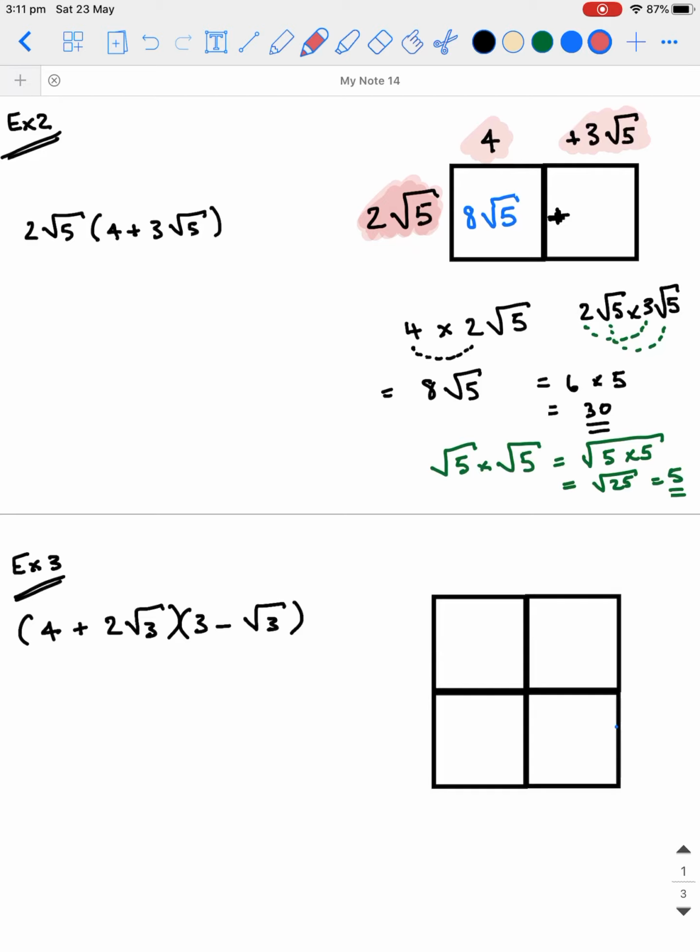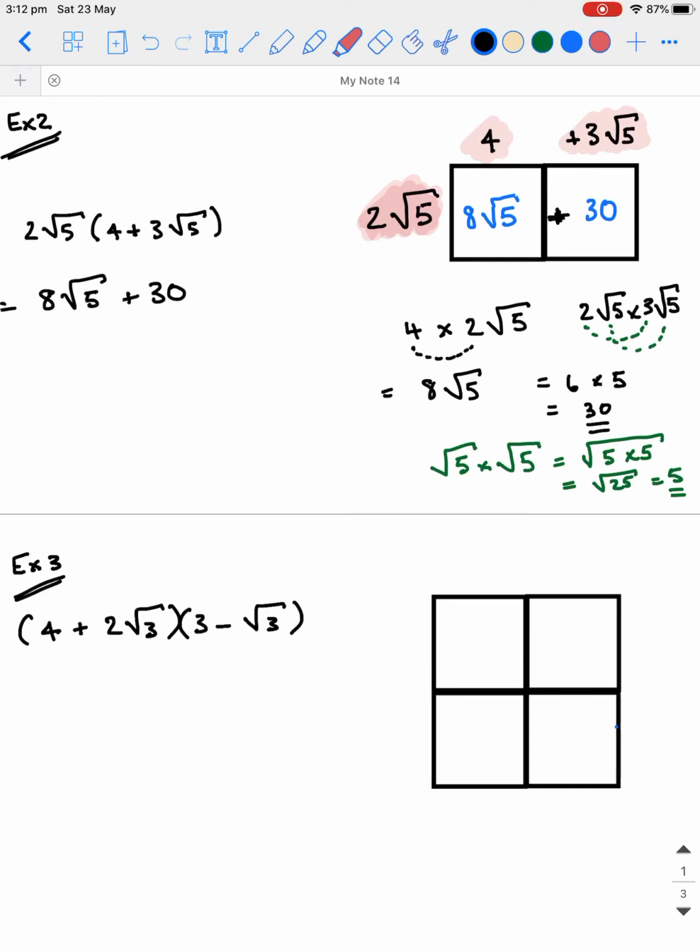So if I then take that 30 and I write it in the box up here, 2 root 5 multiplied by 3 root 5 is positive 30. That means your answer becomes 8 root 5 add on 30.